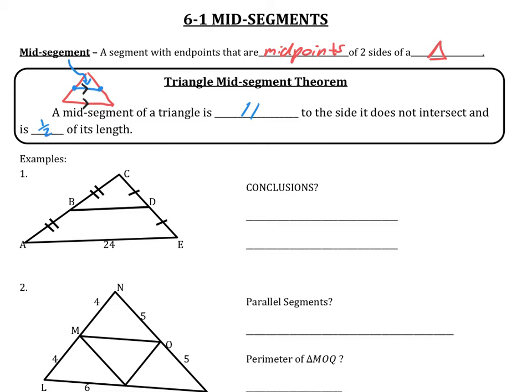Okay, so I can label this real quick. We can say this is A, B, C, D, E. So we could say that BD is equal to half of AE.